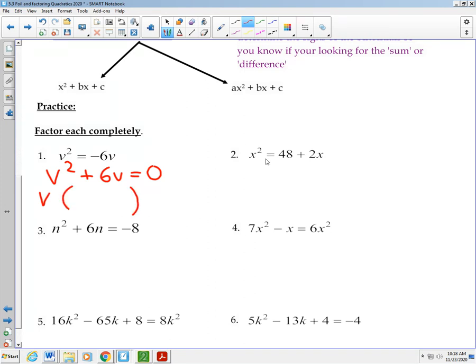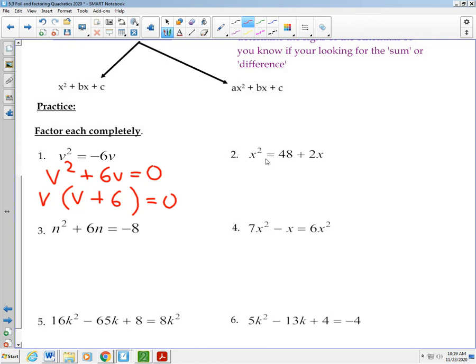V times what is v squared? That has to be v. Okay? V times what is 6v? It has to be plus 6. So that's how you factor this binomial. Again, you can always check it by applying distributive property.